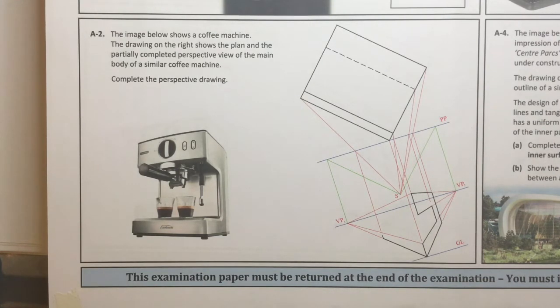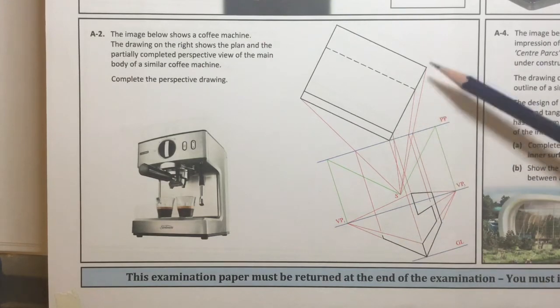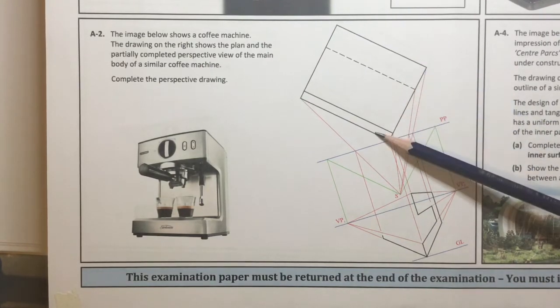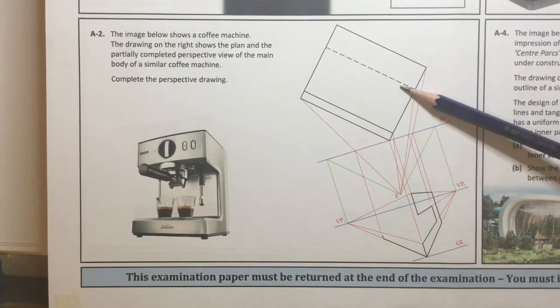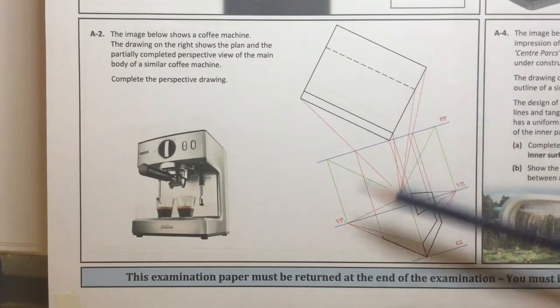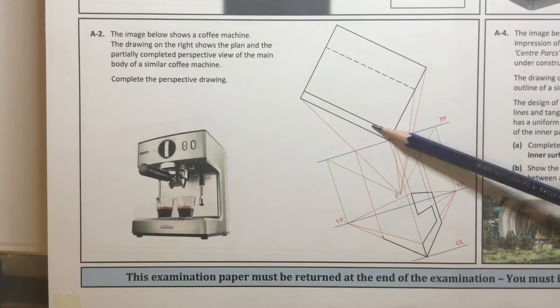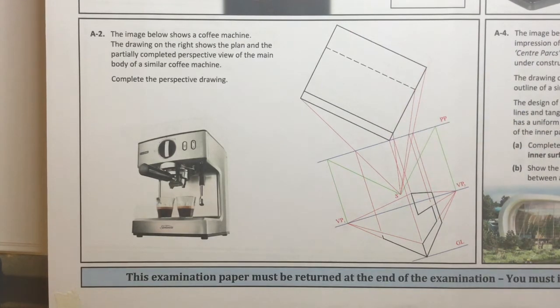Complete the perspective view. So with these questions, it's very important to actually use the image that's given to us and try and figure out what's what. So here you can see we have a base, we have a back section, and we have a top section. And it can be good practice to find out what's what in the actual plan here. So from here to here is the base section. From here to here is our back section. And from here to here is the top section as well.